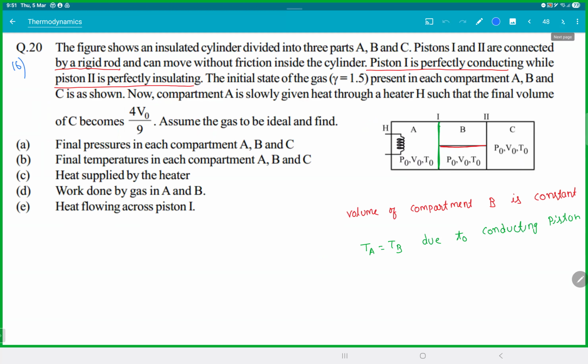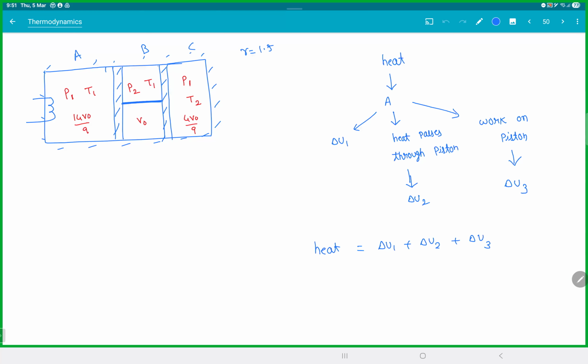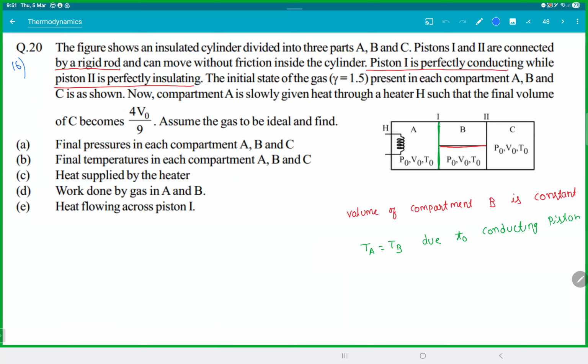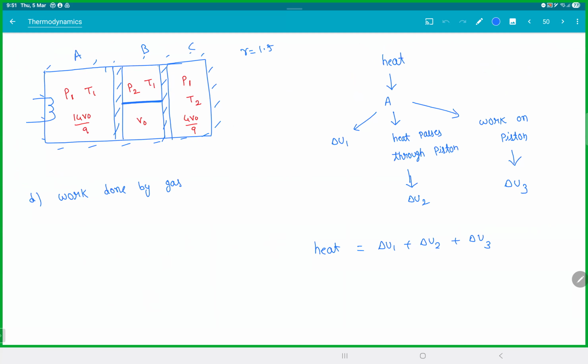Great, we got it. Work done by gas in B. That is work done by gas. Work done by gas in A and B. Now, what is the work done by the gas? There is a work done on the piston. That is gas A. That is nothing but delta U3. Because whatever work you do on the piston by gas A, that goes into delta U3. What about work done by gas B? That is 0. It's an isochoric process. Volume is not changing only.